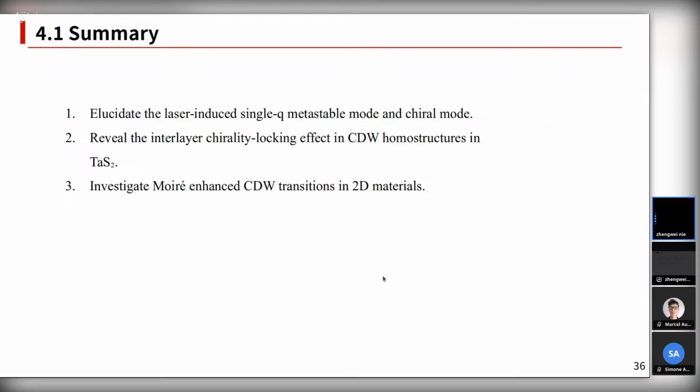It can be destroyed by temperature, and it can be stabilized by defects. Yes, it can be harmed by defects.